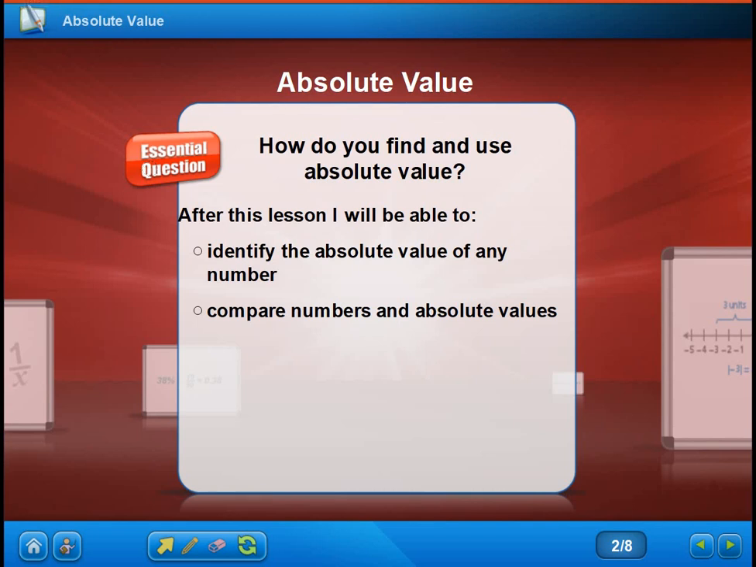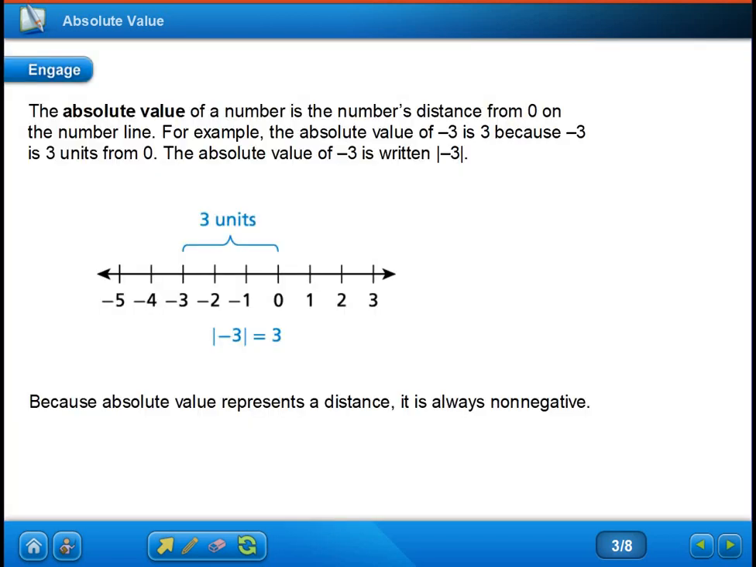All right, so here we go on our lesson about absolute value. The essential question of today's lesson that you should be able to answer is, how do you find and use absolute value? So in this, breaking it down, we should be able to identify the absolute value of any number and then also compare that absolute value. And that comparing part is going to be pretty tough.